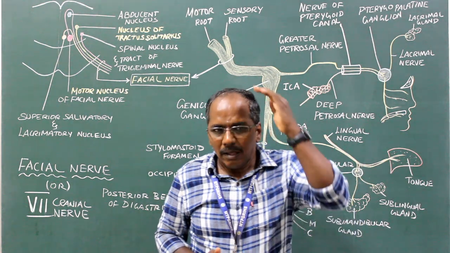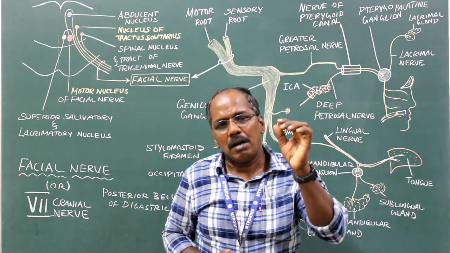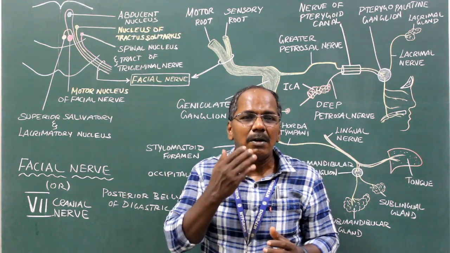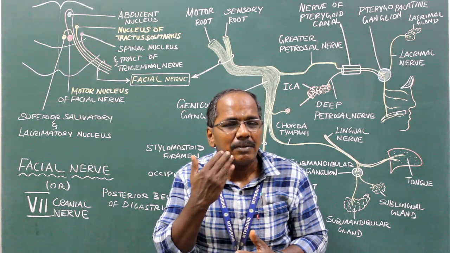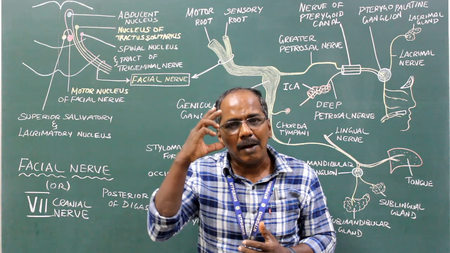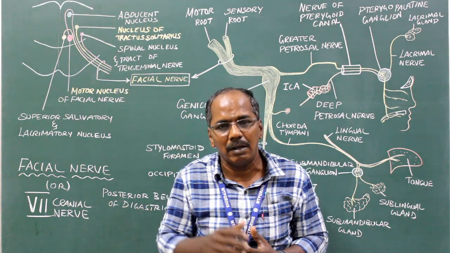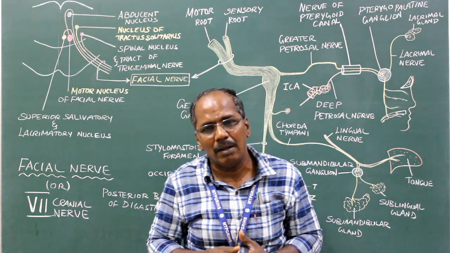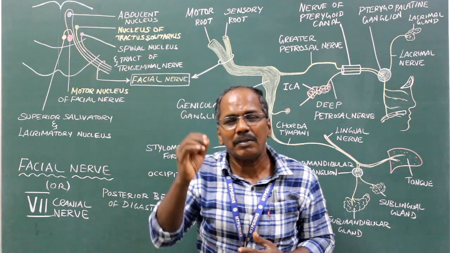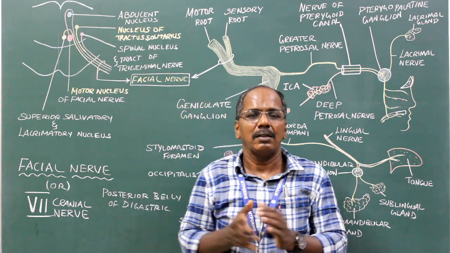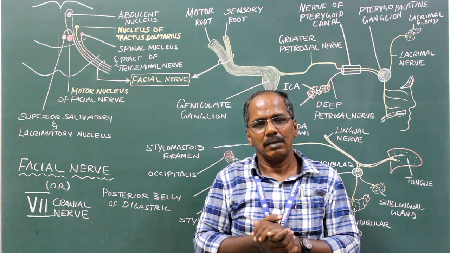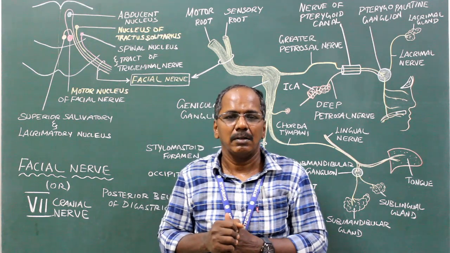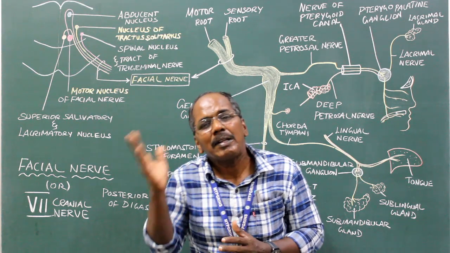So for example, if the left side corticonuclear fibers are damaged, only the lower half of the right side of the face is affected, whereas the upper 2/3 of the facial muscles are not affected, because they are supplied by corticonuclear fibers from both sides arising from the cerebral cortex. So in upper motor neuron lesion, only the lower part of the face is affected on the contralateral side.